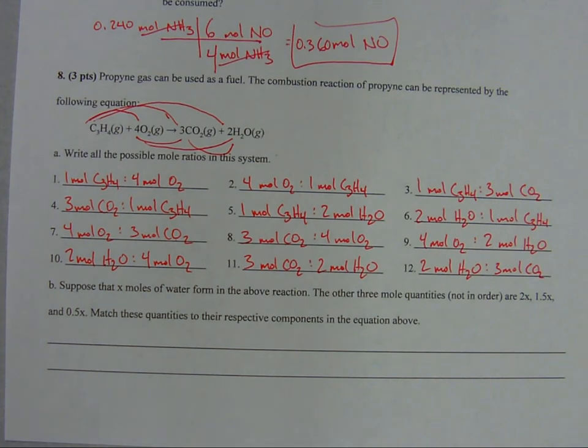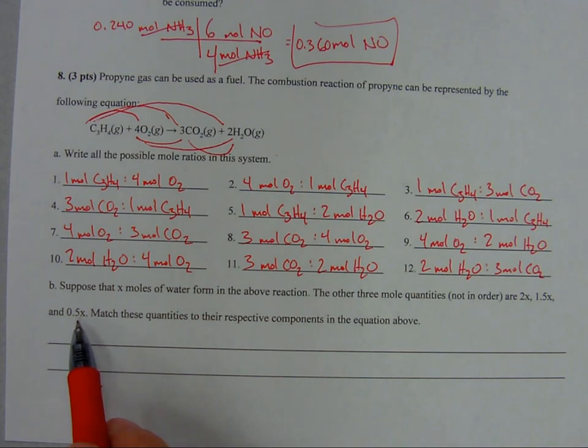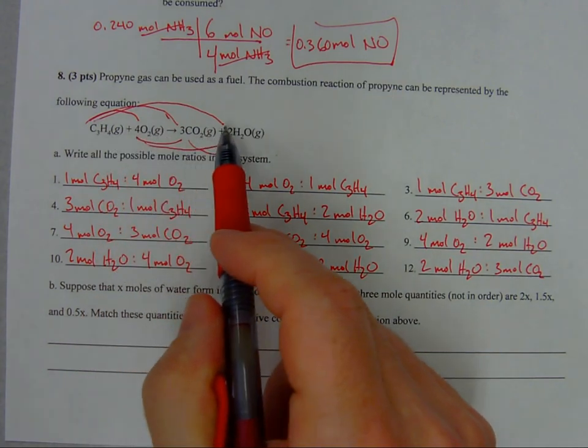Now let's use some of this information to get a little bit abstract for B, finishing up the worksheet. Suppose that X moles, meaning an unknown variable, of water form in the above reaction. The other 3 mole quantities, and by the way, I'm not saying this in order, are 2x, meaning 2 times whatever this number is, 1.5x, and 0.5x. Match these quantities to their respective components in the equation above.